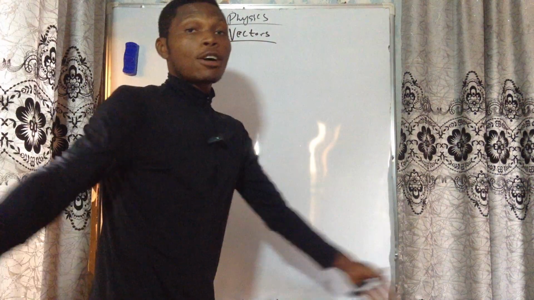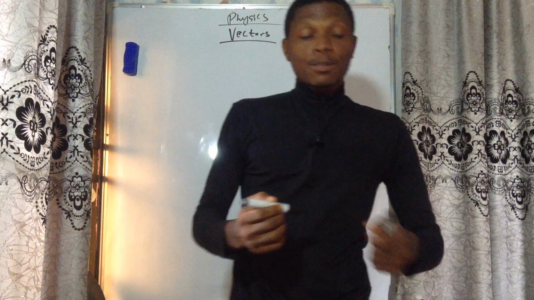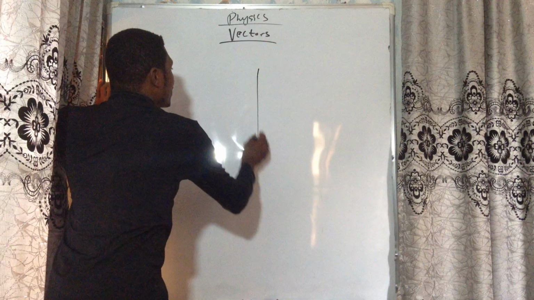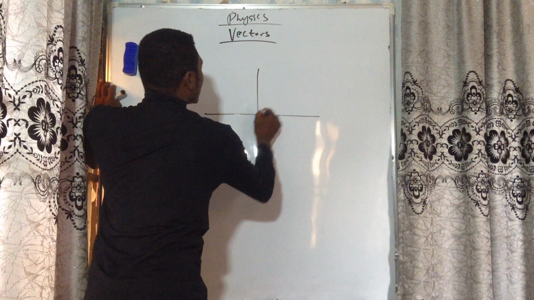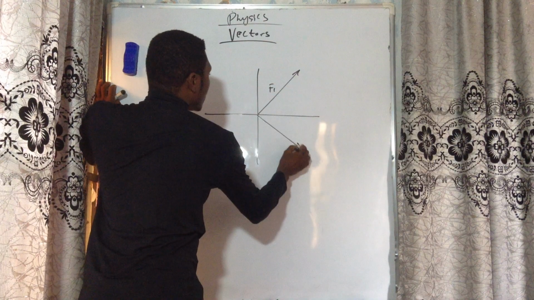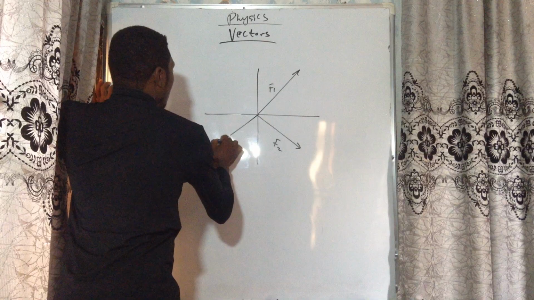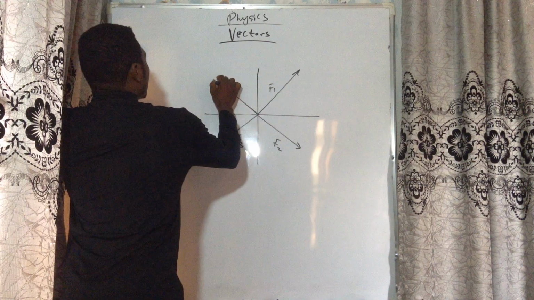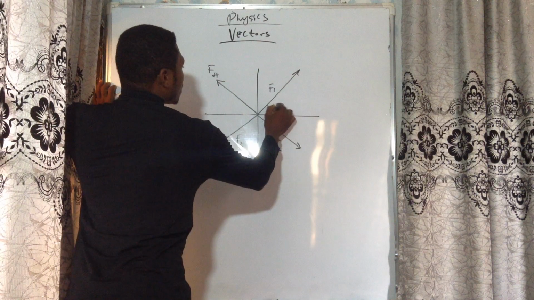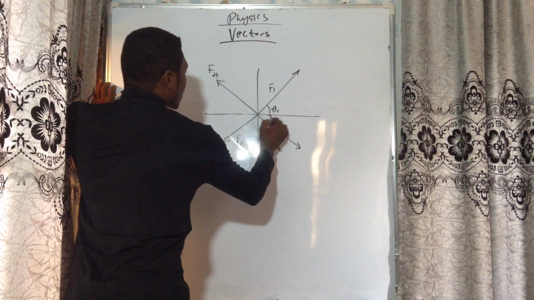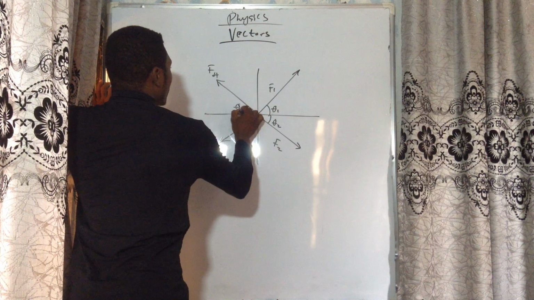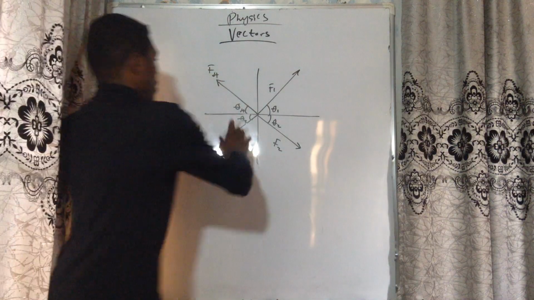Now, here comes the next part. Now, the next part is if you are given forces, like many forces acting at a point. So this one is F1, this one is F2, this one is F3, and this one is F4. The angle this one is inclined to is theta 1. This one is theta 2. This one is theta 3. And this one is theta 4.